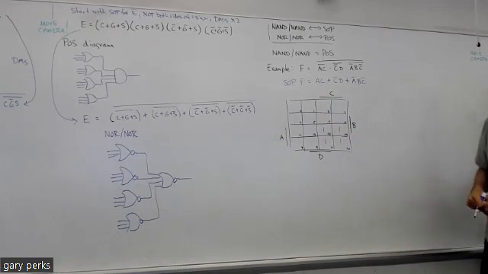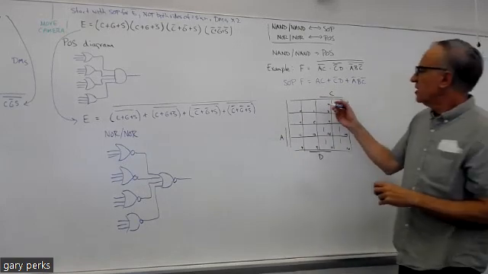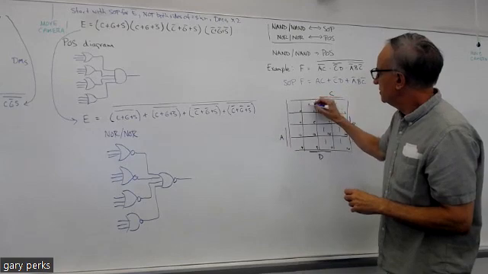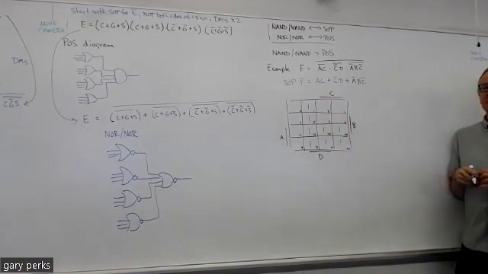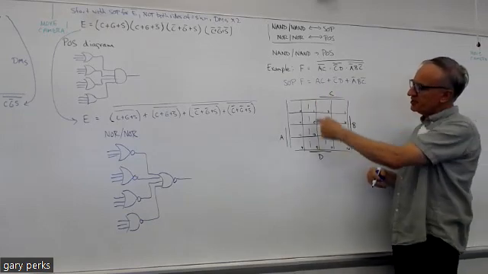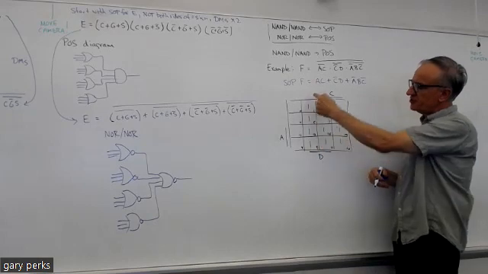Okay, how about not C, D? Where am I going to put the ones for that? 1, 5, 13, 9. Okay. Everyone agree? Yeah, because those 4 ones, they're in the not C column and also the D column.